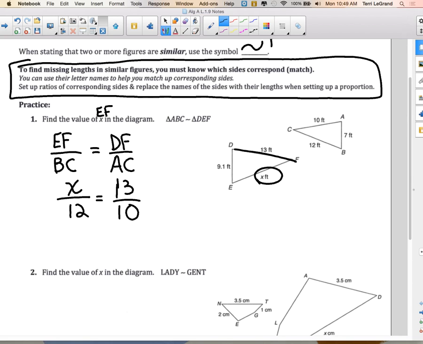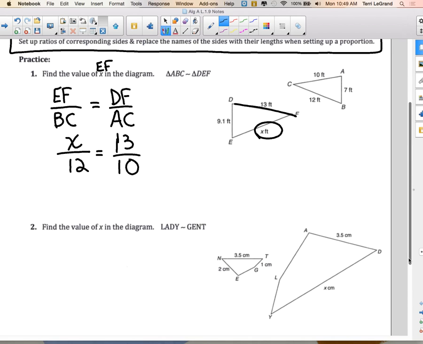We will do what we have to do to get X. So anybody want to suggest what we would do? This is coming right now straight from lesson 1.8. What should we do? Okay, X times 10, did I hear, Sam? And 12 times 13. That is our cross products. So we're just doing like we did last lesson. X times 10 is 10x. 12 times 13 is 156.